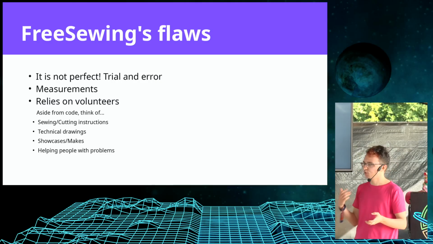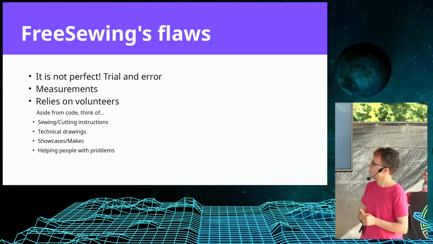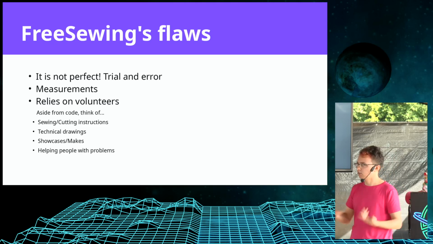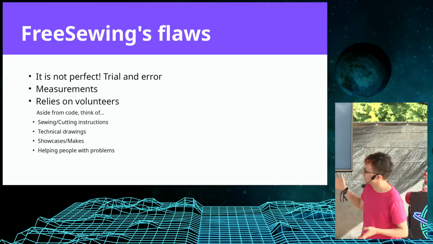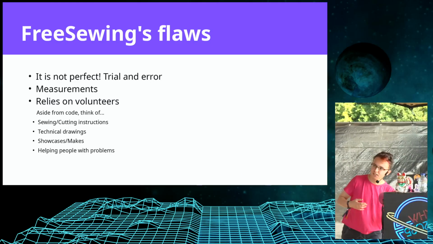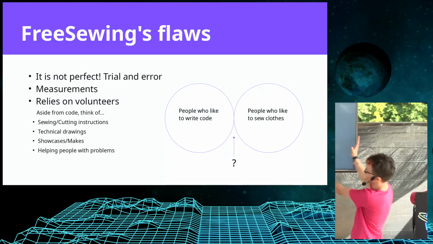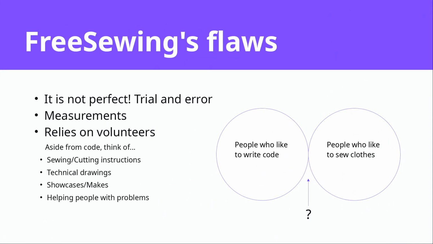A lot of the problems that we encounter from people that come with their problems is that the measurements were taken the wrong way. And it still relies on volunteers, which is, of course, the bane of many open source projects. But in our case, it's also people who write code and people who sew. There's not a very big overlap.